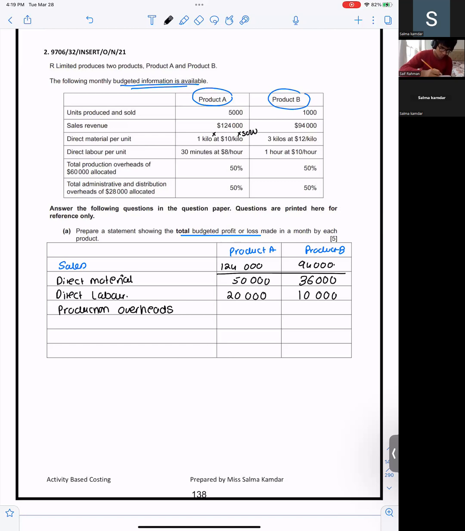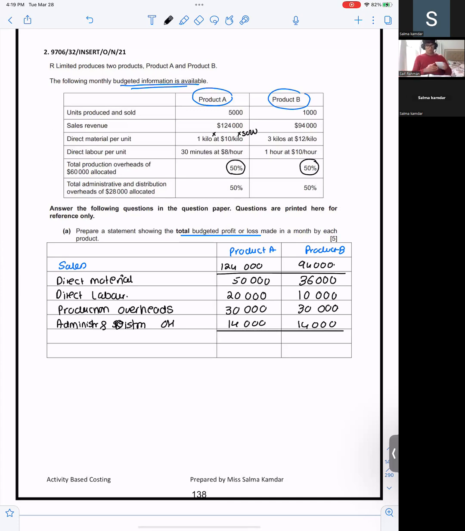Actual overheads. 30. 14. What is your total cost? 114,000 for product A. And 90,000 for product B.